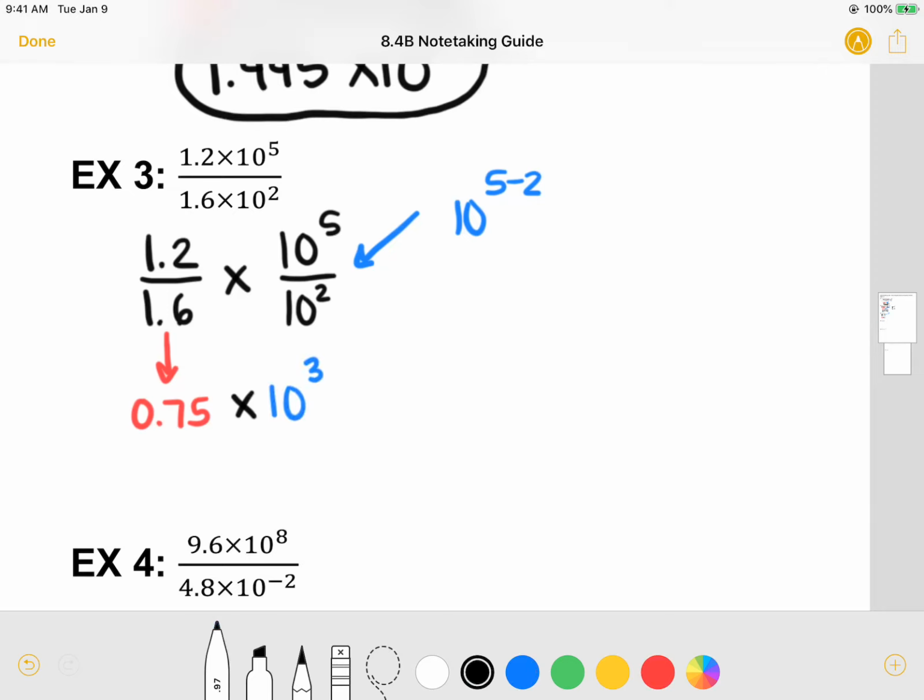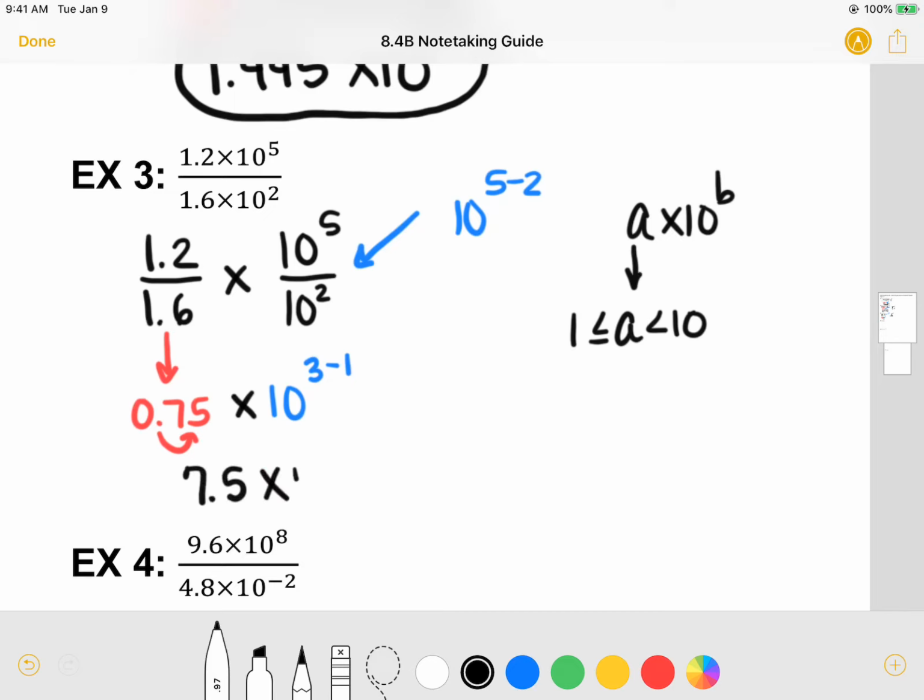Again, our scientific notation says that this number a cannot be less than 1. So on this one, similar to the last one, we need to move our decimal to the right, and that's going to subtract 1 from the power of 3. So our final answer is going to be 7.5 times 10 to the 2nd power. Okay?